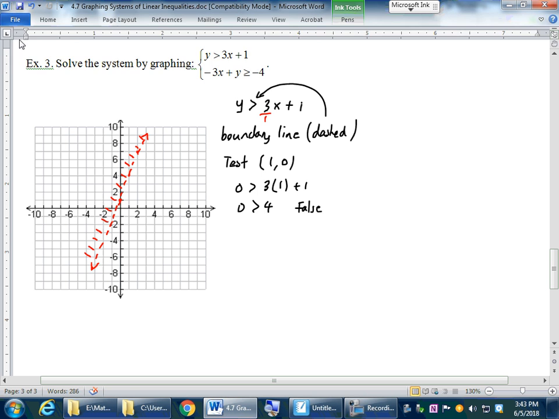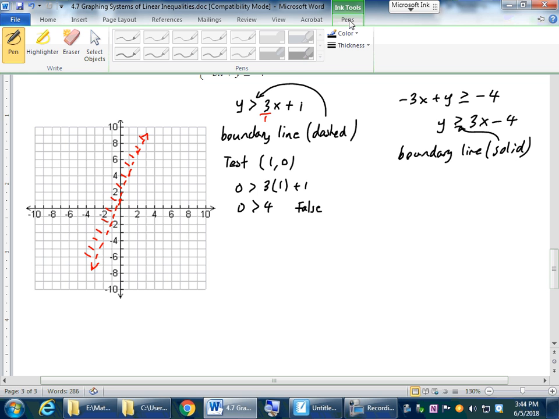The second inequality is already given to you as 3x plus y is greater than or equal to negative 4. By just subtracting 3x from both sides, that gives us y to graph. So my boundary line, in this case, is solid. Okay. Now you don't need to write down solid and dashed on a test. This is for the notes' purpose. I'm writing it over and over again so that you can see it.